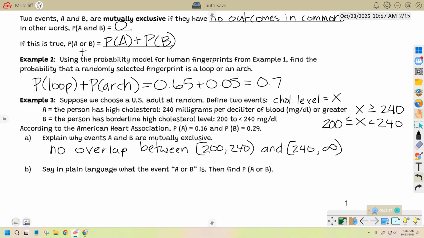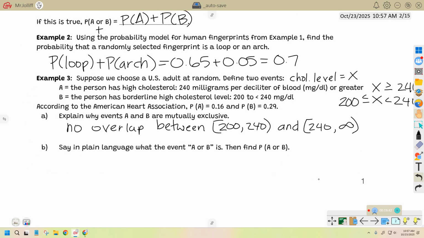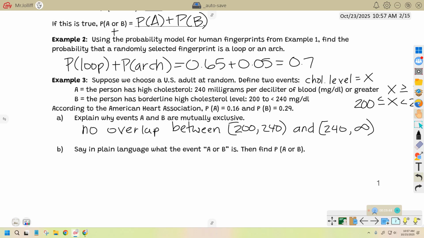Okay, so the next one. Why is my board not working today? There we go. Next one says, say in plain language what the event A or B is, and then find the probability that you are in A or B. So they are asking what A or B means.